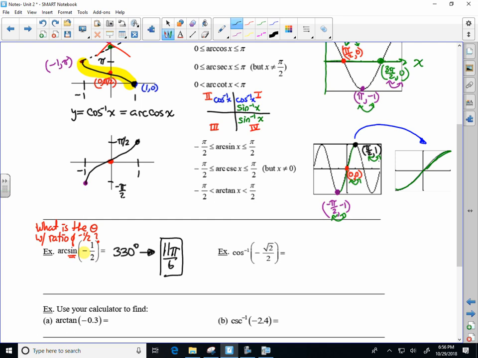All right, so then the second question is saying, what's the angle that has a ratio of negative root 2 over 2? For cosine specifically. So it's got to be in the second quadrant, because again, everything's positive in the first quadrant. And my choices for cosine are only first and second quadrant. So I need the x value in the second quadrant that has to be equal to negative root 2 over 2. What's the angle that gives that? 135 degrees. Radian form 3 pi over 4.